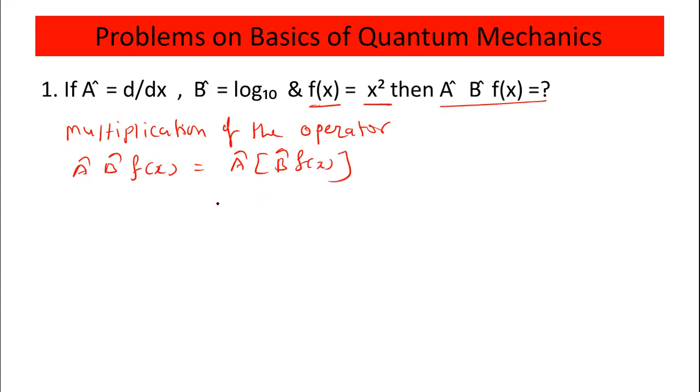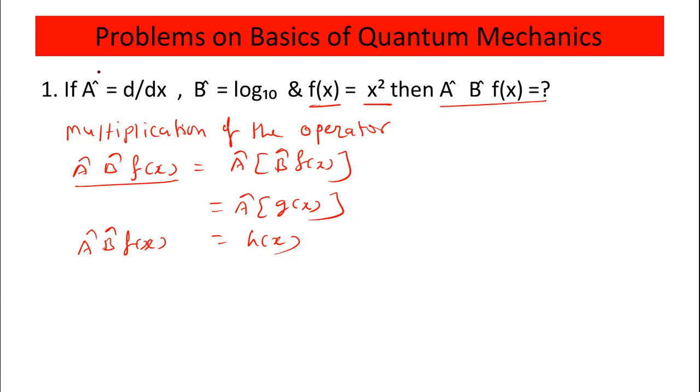Suppose that the answer of operator A, operator B into f of x, is equal to g of x. Then later on we can operate operator A on g of x. Suppose that this answer is equal to h of x. So operator A into operator B, f of x, is equal to h of x. So let us see now this problem.